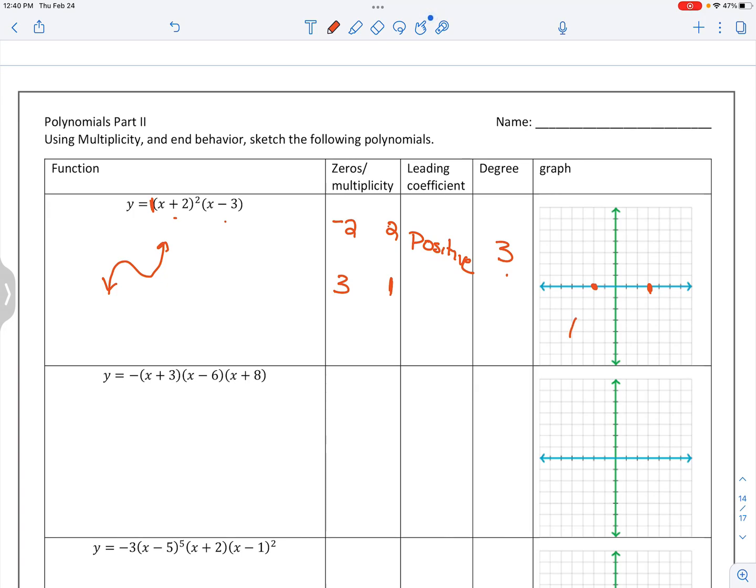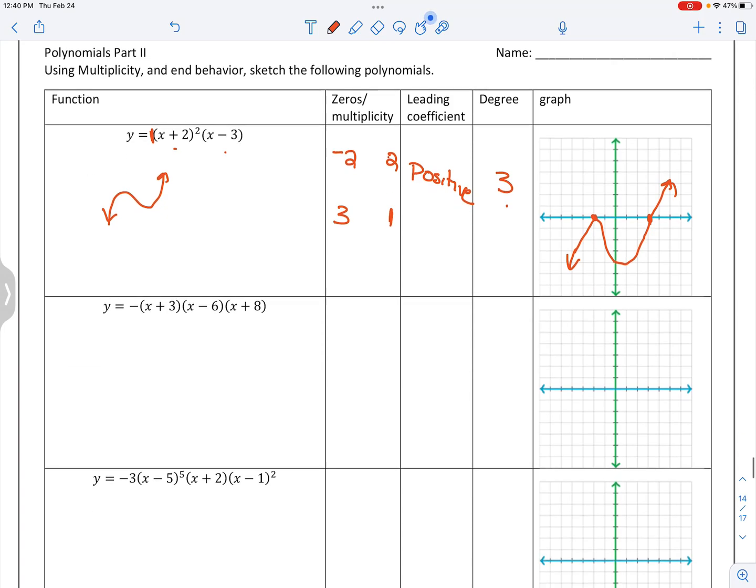But when I get to -2, it has multiplicity of 2, which causes that to simply bounce. It won't cross, it'll bounce, it'll go back down, and then I have to cross at 3 somewhere else. And so this is what my graph would look like. Notice my end behavior is consistent with what we talked about earlier.